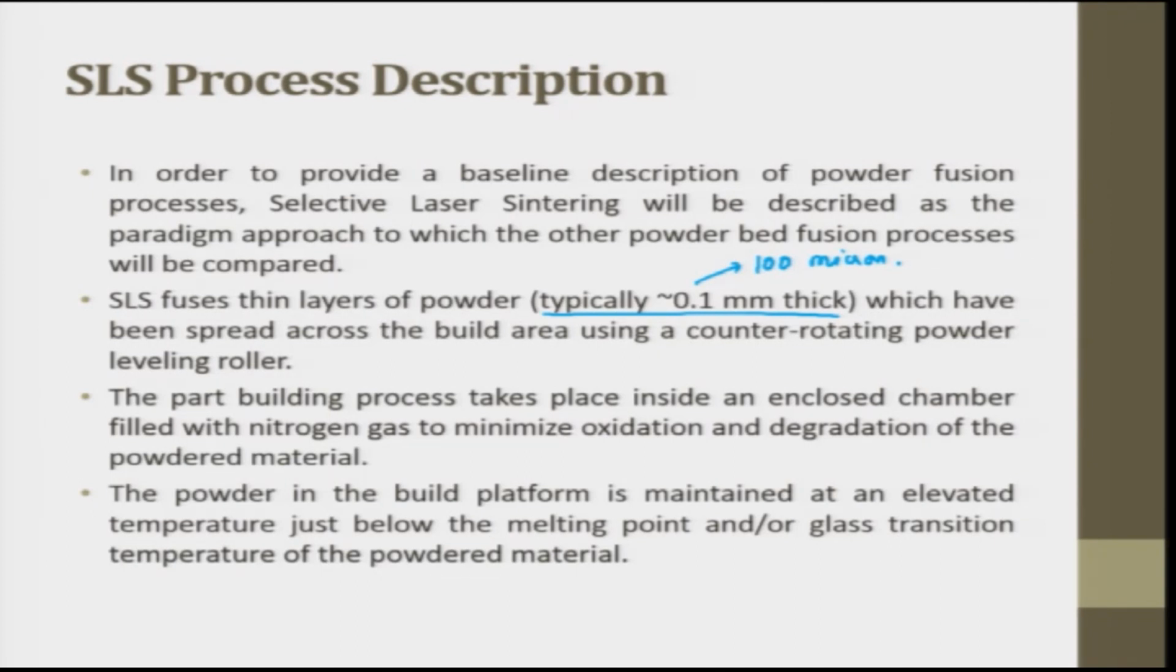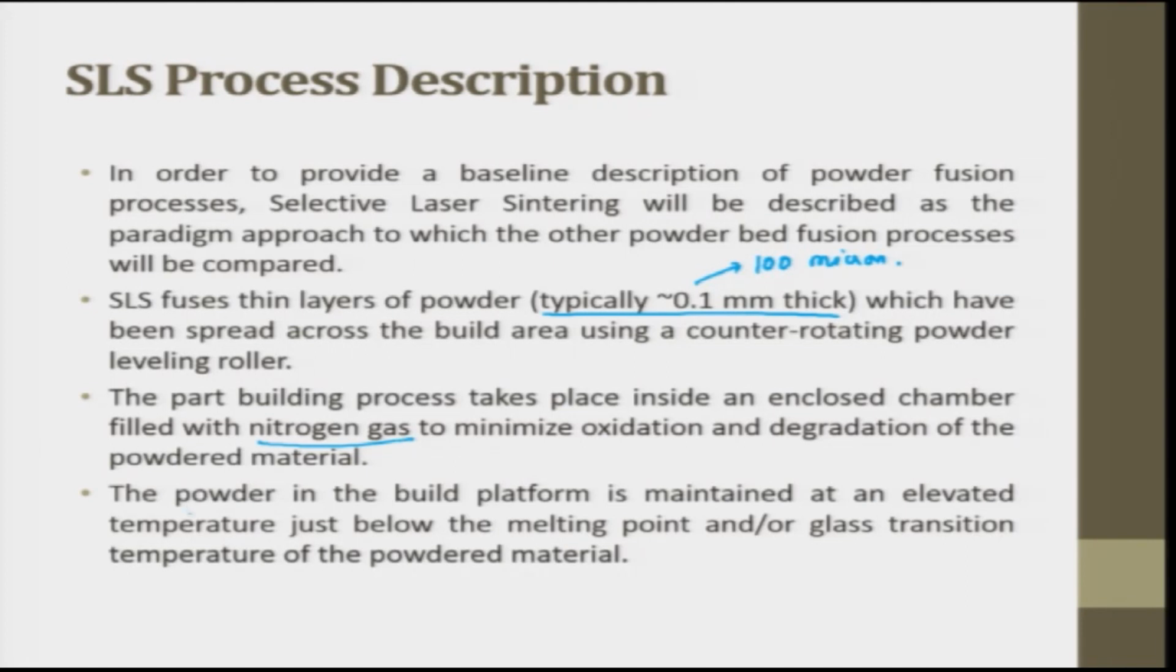The part building process takes place inside an enclosed chamber. See, in the previous schematic diagram it was open, but generally what we used to do is do it in an enclosed chamber, and in the enclosed chamber we try to maintain a temperature, filled with nitrogen gas to minimize oxidation and degradation of the powder material. Because whenever there is heat there, oxidation easily happens. In order to avoid that, we put a chamber and fill it up with nitrogen gas.